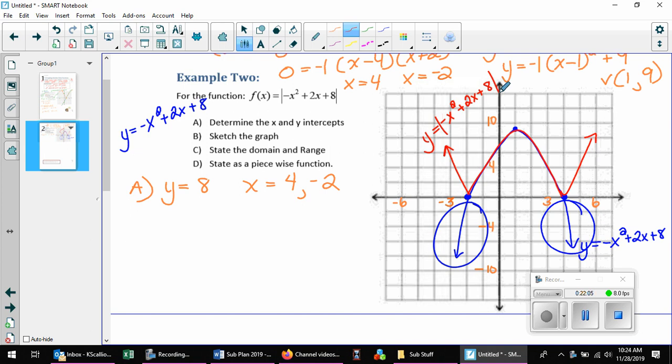Notice I didn't do a table of values for this, and notice I wasn't super specific on where these arms went. They just have to mirror these, so it should be a reflection in the x-axis. They should flip up. If I did them like that, I would call that a half mark reduction and an incorrect shape of the graph. Does that make sense to everybody? So it should look close. It should be a reflection.